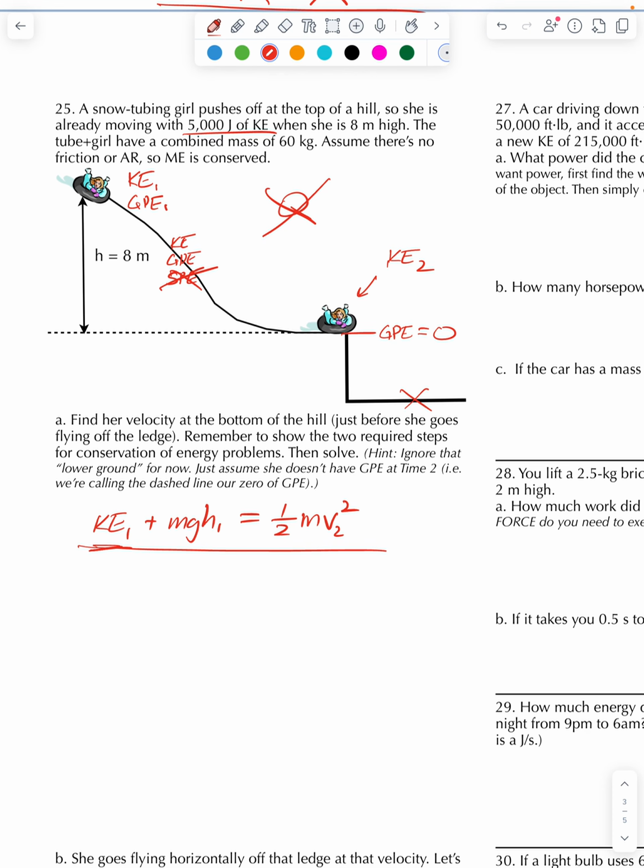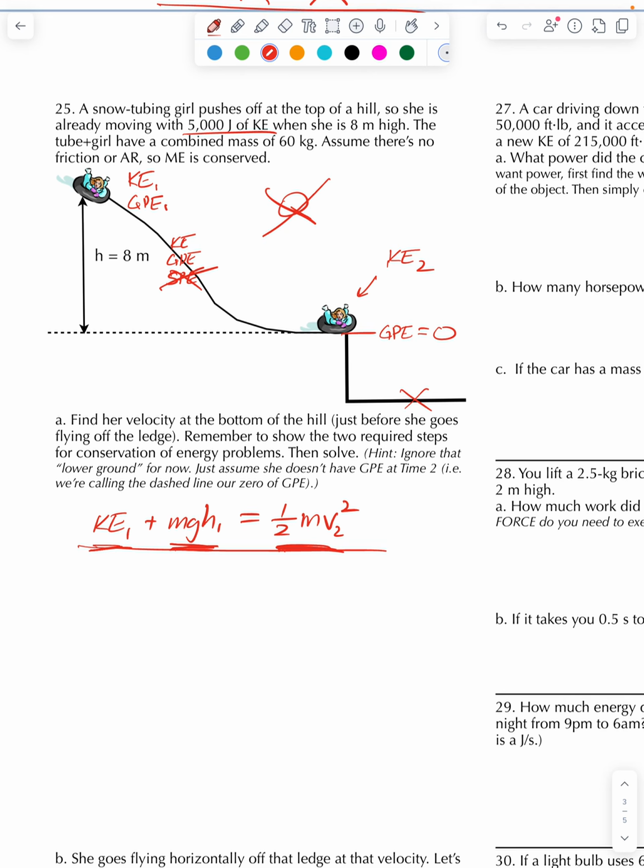And again, you don't have to show your work, but on your scratch paper, you probably are doing something like this to figure it out. But since I'm not given the GPE, I need to calculate it, so I'm putting mgh. And at the final, I could have written just KE2 and solve for KE2, but then I'm still going to have to solve for v. So since I'm not given the KE at time 2, I'm going to write its equation. So that's what I'm doing there.